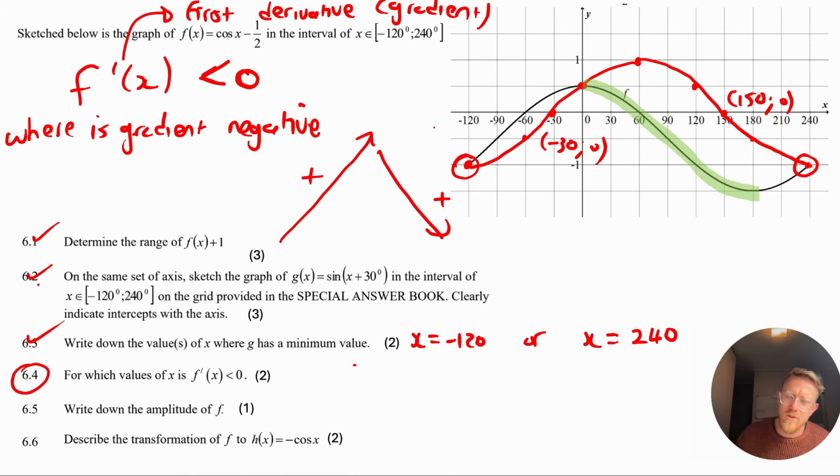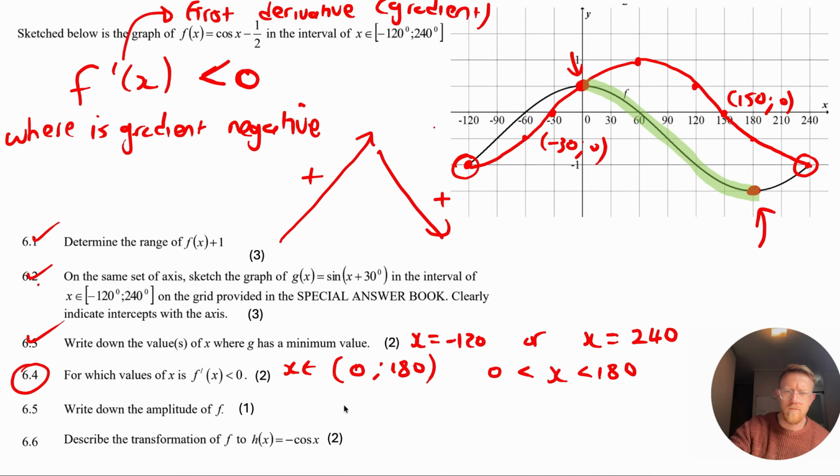Okay, so you're going to say from there up to there. So you need to use the x values. The x value here is 0, and the x value here is 180. So you're going to go from 0 to 180. And then you could say x is an element of the open interval, and we don't include the 0 and the 180. If you prefer set builder, you could say x is bigger than 0 and smaller than 180.